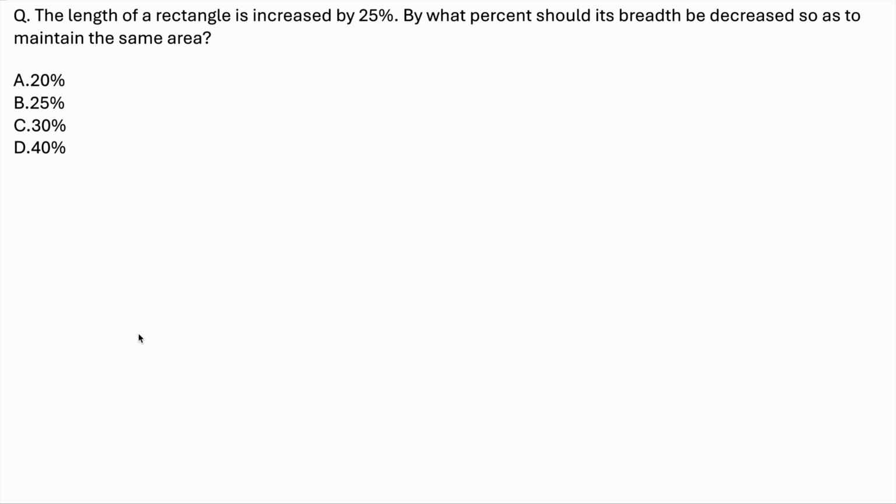Alright, the length of a rectangle is increased by 25%. By what percent should its breadth be decreased so as to maintain the same area? Alright, so there are multiple ways to answer this question, guys. The first way is assume the length as L initially and the breadth as B. Okay, so initial length as L, initial breadth as B. The area will be equal to L into B. The length is increased by 25%.